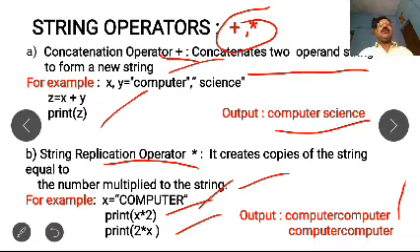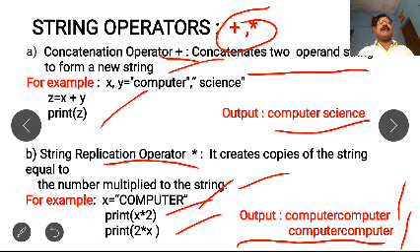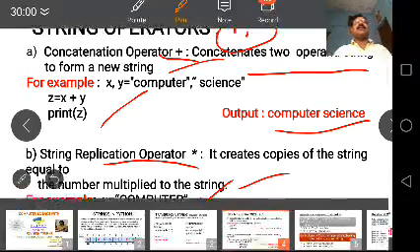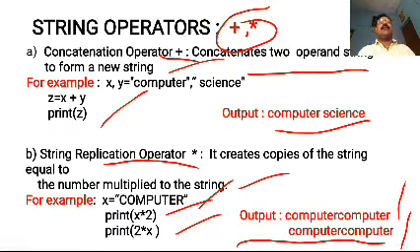See here, 2 into x, same thing here: computer has been printed 2 times, because we have multiplied the string by 2. So that's why it has given this. If we multiply this by 5, this will print computer 5 times. Okay, so this is all about the string operators, especially the concatenation operator and the replication operator.